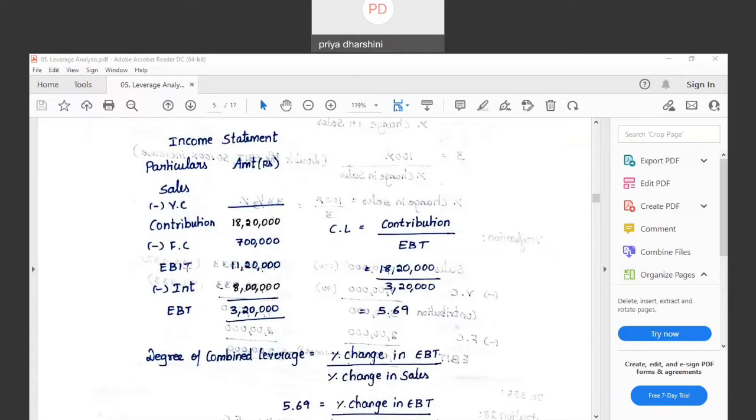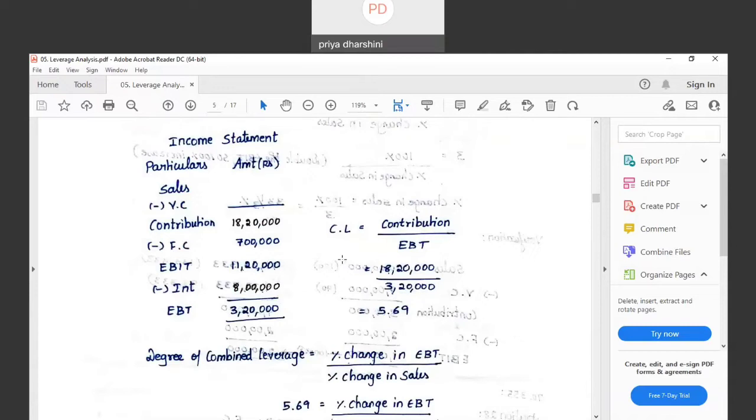EBIT plus fixed cost will give me contribution. Correct? Then EBIT is 11 lakh 20, EBT is 3 lakh 20, which means in between interest must have been 8 lakhs. These are the unknowns which I am finding. What are the unknowns I have found? I have found contribution and interest. Knowing EBIT and fixed cost, EBIT plus fixed cost will give you contribution. Knowing EBIT and EBT, the difference between the two will be interest.